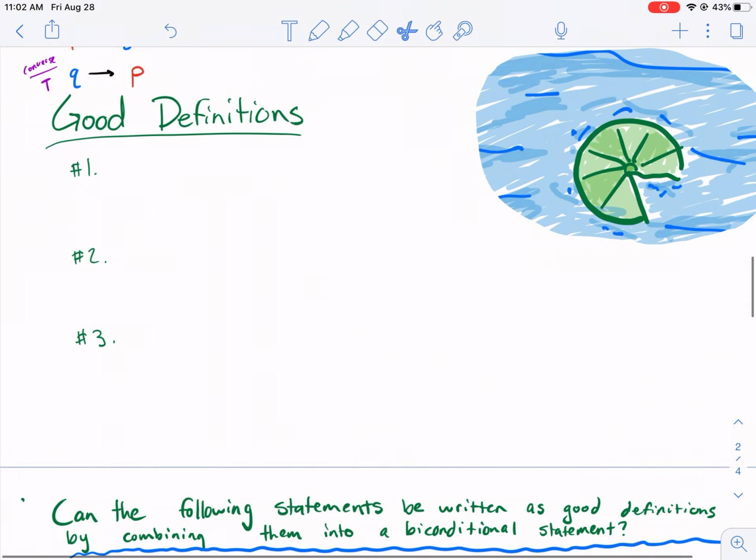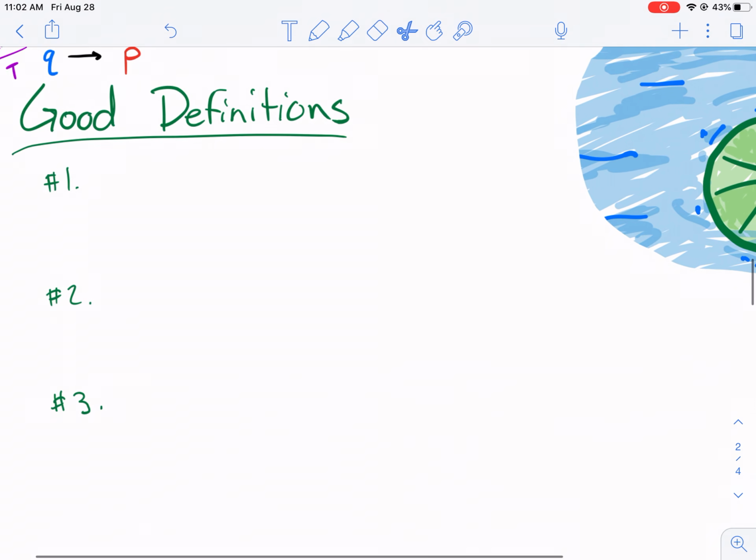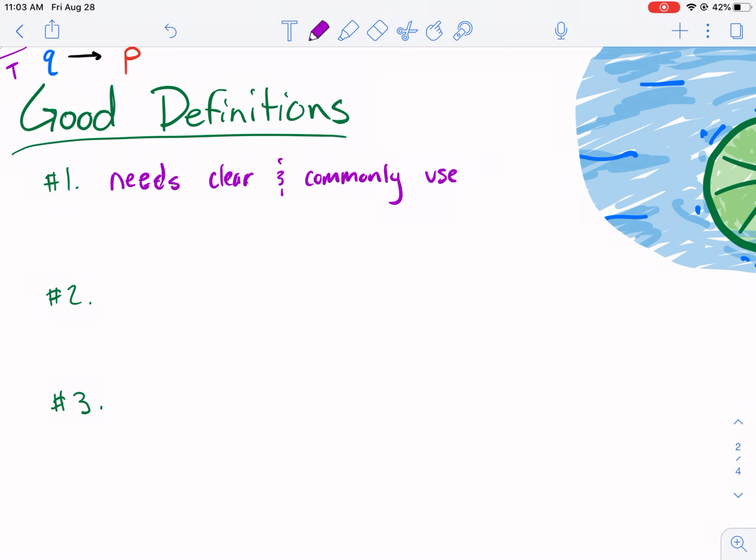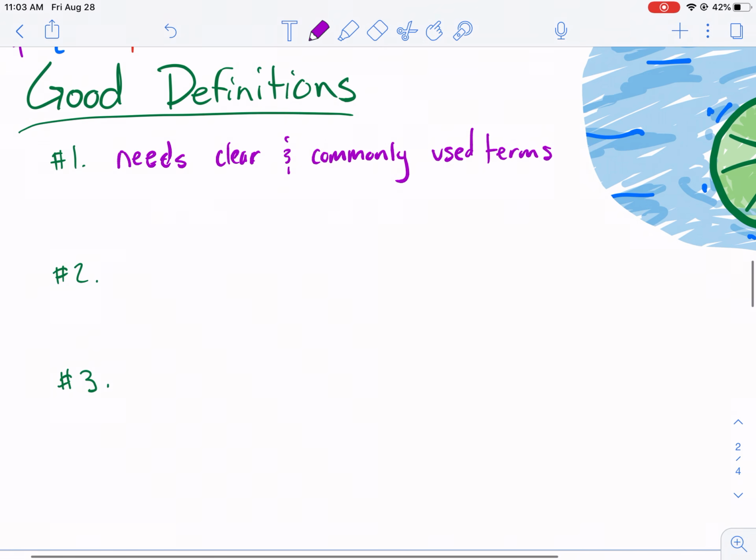So what are some of the prerequisites of a good definition in mathematics? Well, number one, it needs to be clear, with clear and commonly used terms. Okay, can't be throwing out lingo that not everyone knows. It needs to be properly defined. It can't be stuff you made up, and it needs to be clear.